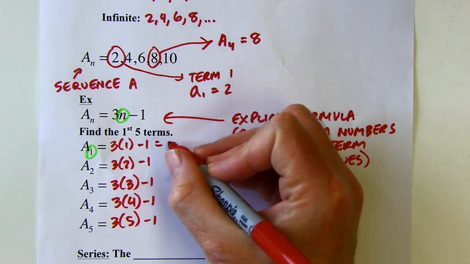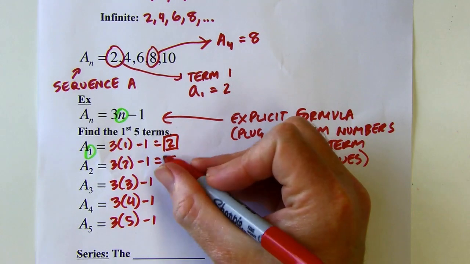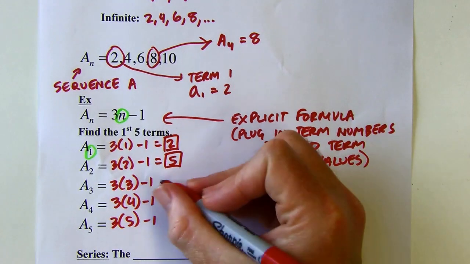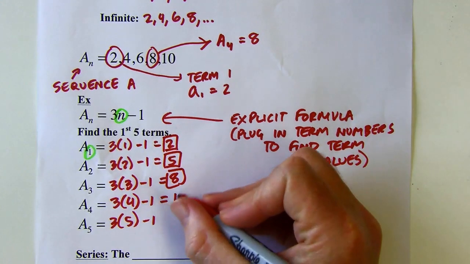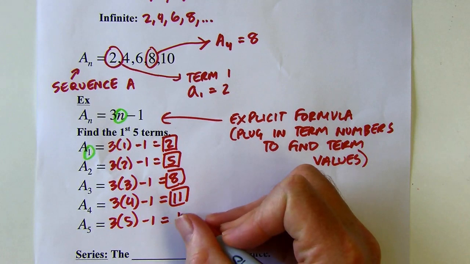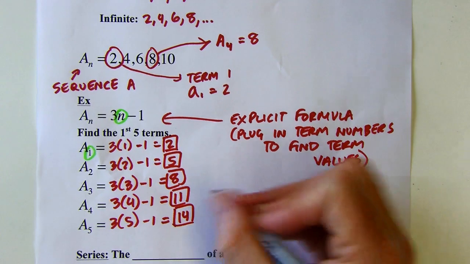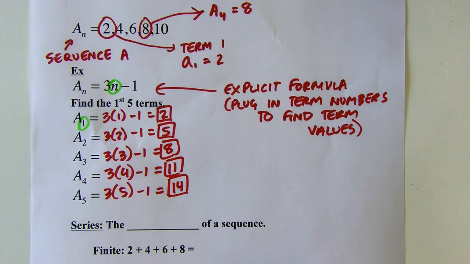I got 3 minus 1 would be 2. 6 minus 1 would be 5. 9 minus 1 is 8. 12 minus 1 is 11, and 15 minus 1 is 14, okay? And you could write those in a list from left to right if you wanted, I don't care. But there's the first 5 terms, okay? All right, so that's what a sequence is.